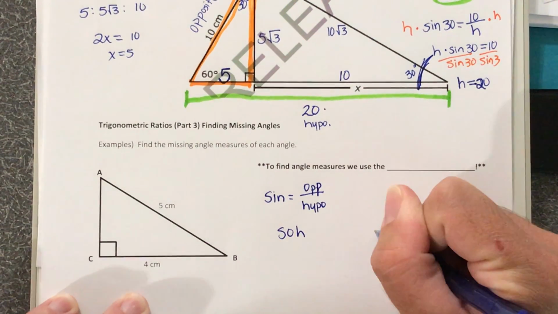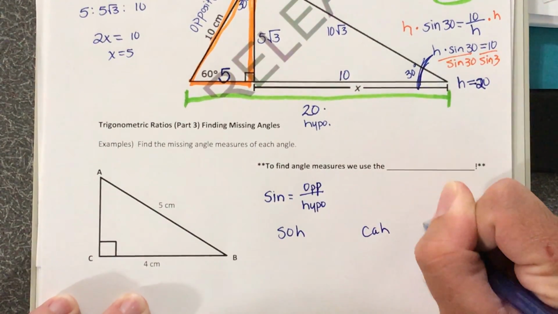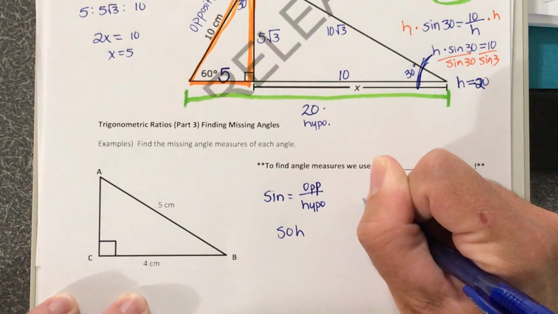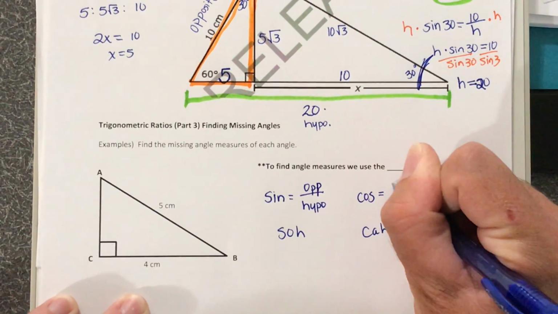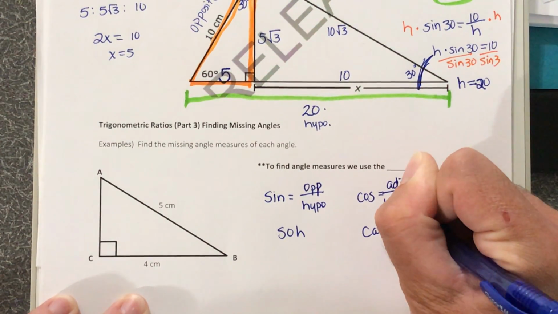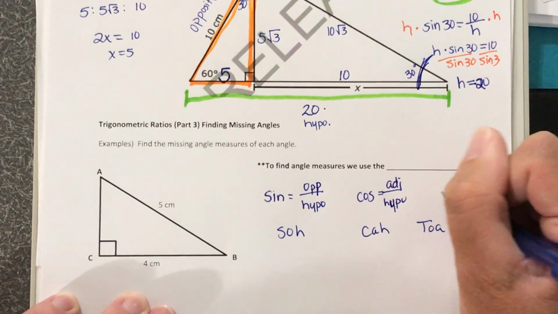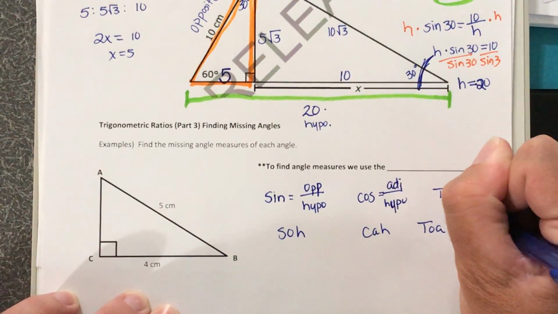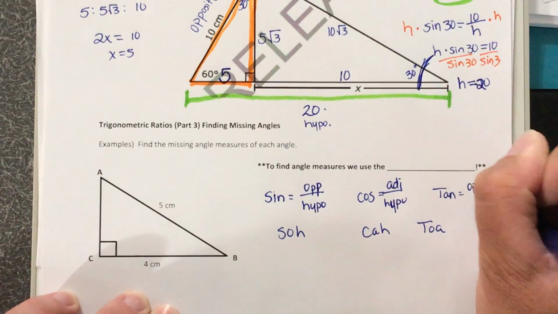And then TOA. Cosine is adjacent over hypotenuse. And then tangent is opposite over adjacent.